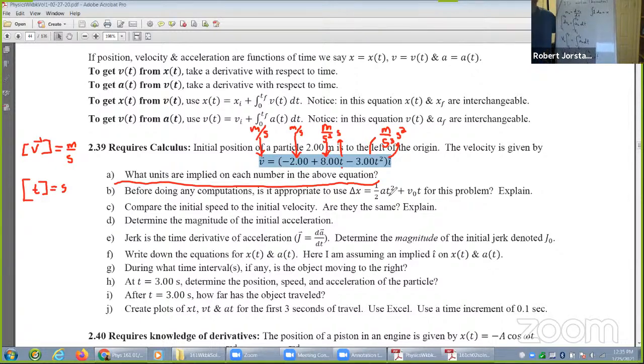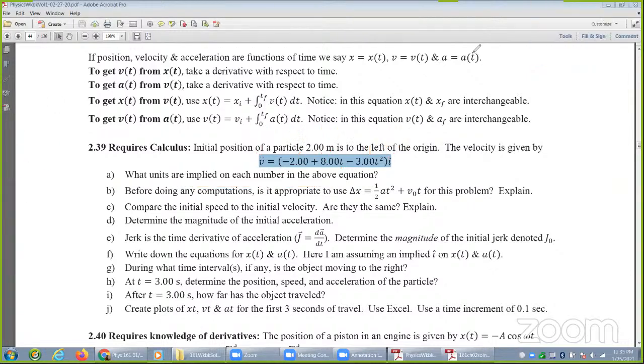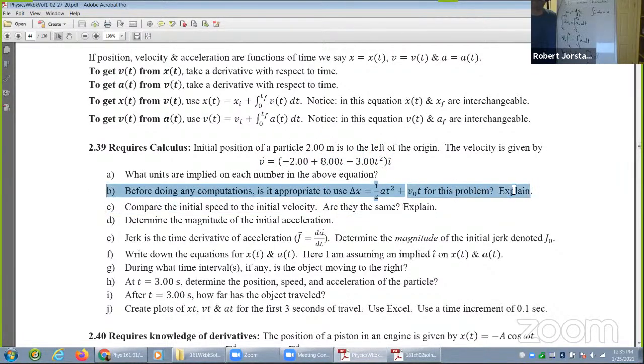Oh, all right. Okay. What do you think? Let's go to part B. Can we just use this kinematics equation right here? Delta x equals that. What do you think? Why or why not?